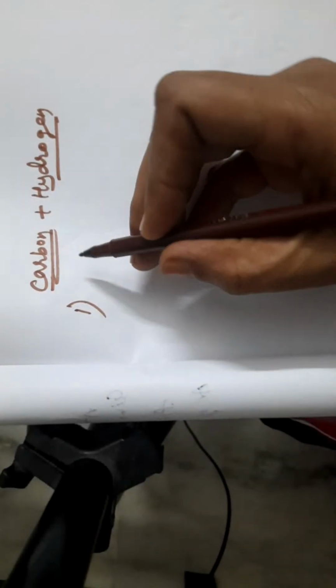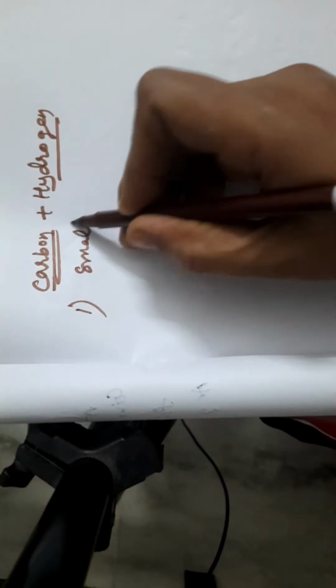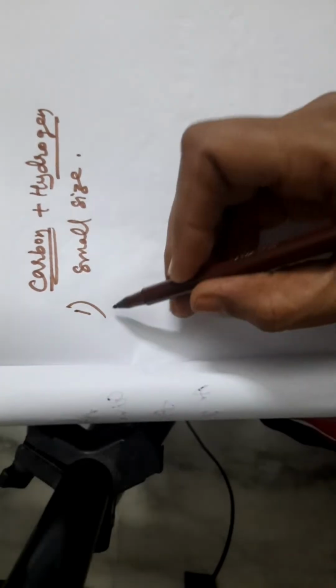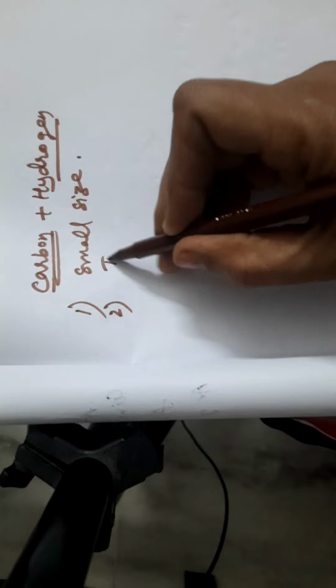Carbon makes more number of compounds because of three properties. The first one is small size. The size of carbon is very small, and due to its small size, it can make a number of compounds. Now the second point: it is tetravalent. Carbon is tetravalent in nature, and due to tetravalency it makes more number of compounds. Carbon's valency is 4.